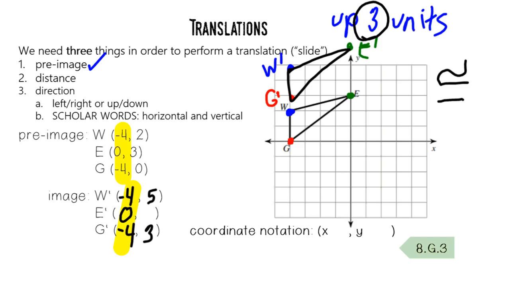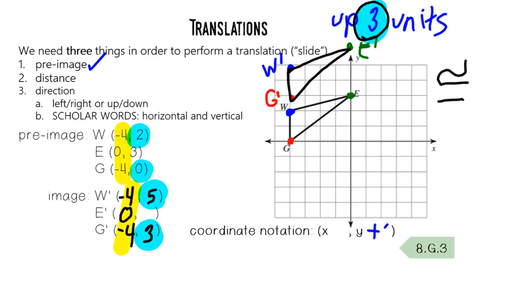Okay, let's grab a different color. Let's take a look here at our Y values. My original Y value for W was 2, and now it's 5. How much did it change by? Well, it changed by 3. It increased by 3. Let's check to see if that happened on G and G prime as well. G was at 0, and now it's at 3. That also changed by 3 units. Add 3.